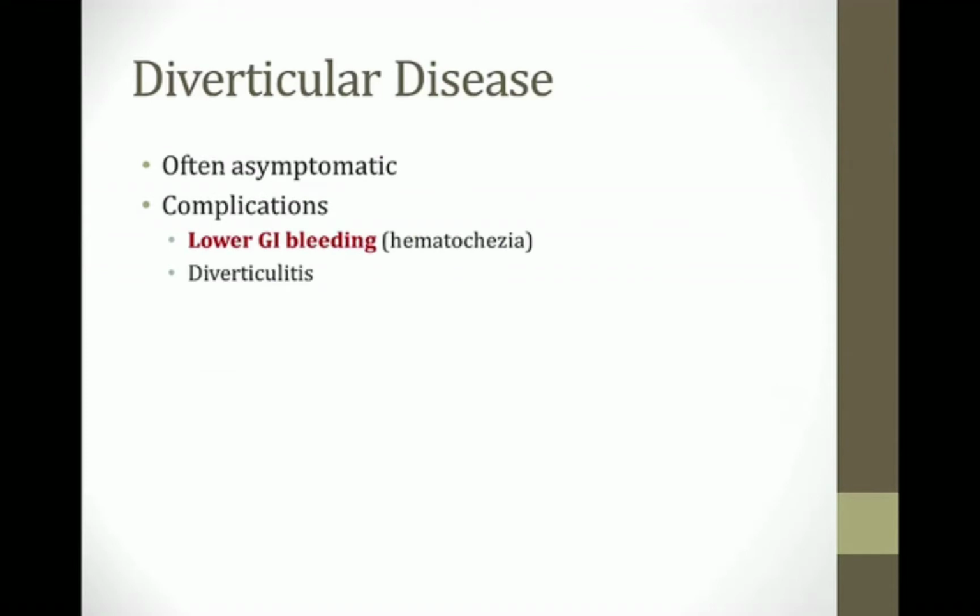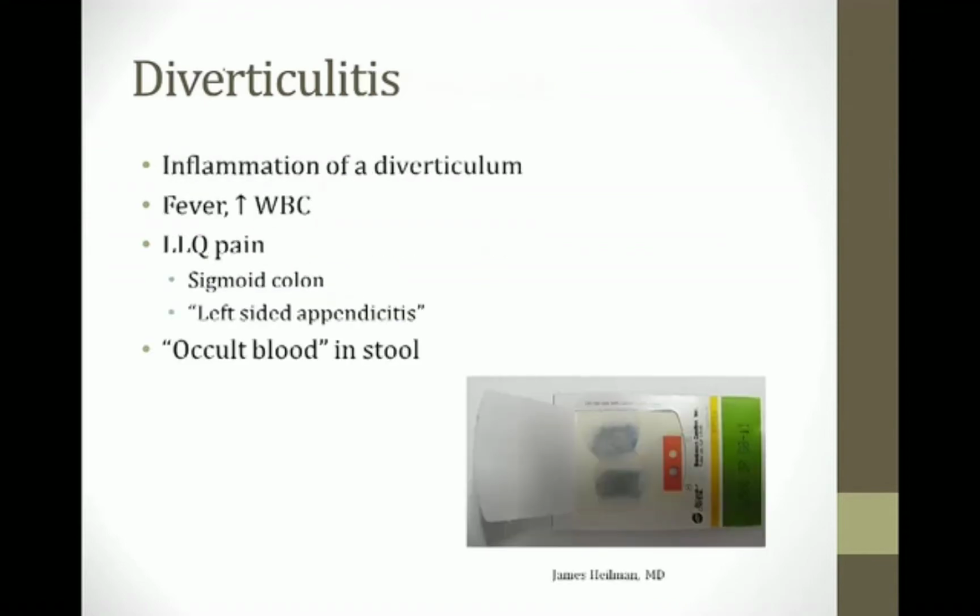Most patients with one or more diverticula are asymptomatic and don't know they even have the problem. However, there are some complications of diverticular disease that can occur. The first one is lower GI bleeding, which is called hematochezia. The diverticulum can begin to bleed and cause blood in the stool. And then the second complication is called diverticulitis, and this is what happens when there is inflammation of the diverticulum or bacterial infection. So diverticulitis is inflammation of a diverticulum.